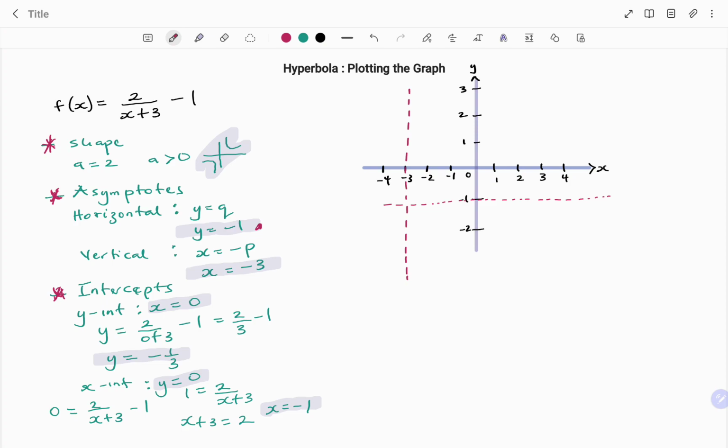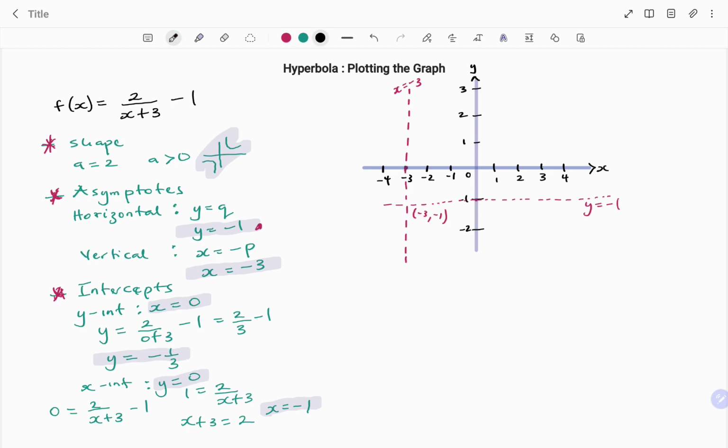Note that my graph is not drawn to scale. This is a rough sketch. Note that you must tag your graph appropriately, where the intercept will be my minus 3, minus 1.